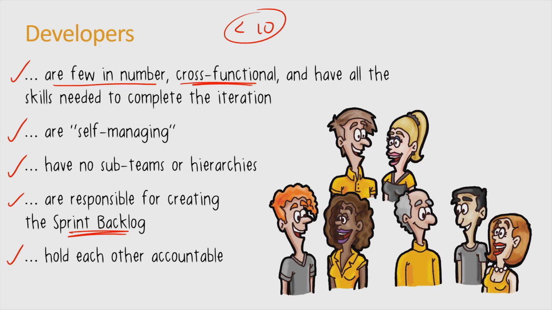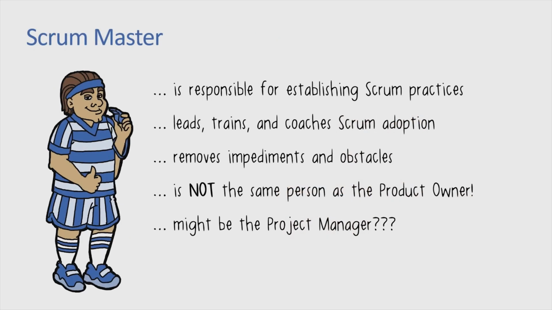Then bringing everything together is the Scrum Master. The Scrum Master, as the name suggests, is a very indicative role of the Scrum framework. I think this is a really interesting role, because it is somebody who is responsible for establishing and enforcing, if you like, Scrum practices throughout the organisation. Therefore, they're going to be leading, training and coaching Scrum adoption to make sure that people do follow the framework.